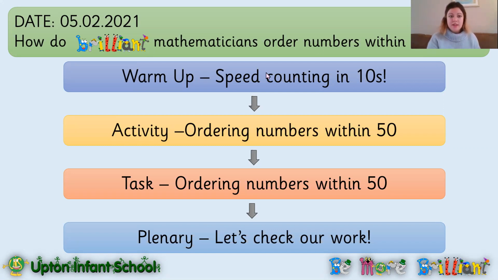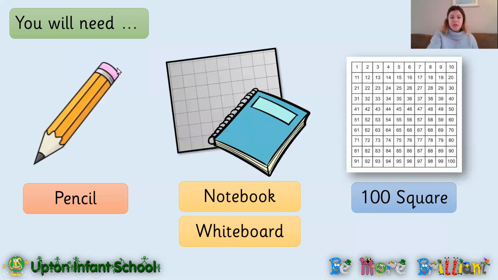For today's lesson, you will need a pencil, you will need your home learning book, or your maths book if you're at school. You'll need a whiteboard and a whiteboard pen. And as always for this week, you will need your 100 square, because that will really help you when ordering these numbers, because you can see which number is larger or smaller.